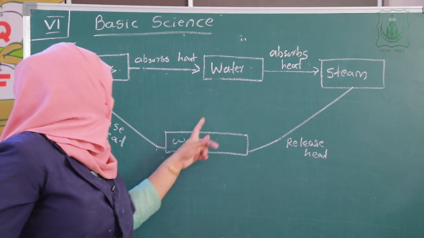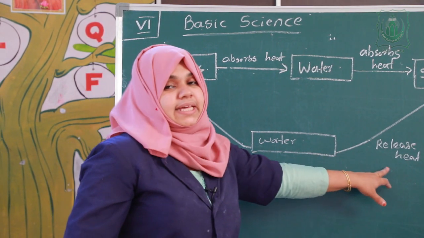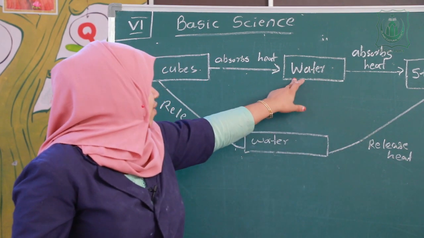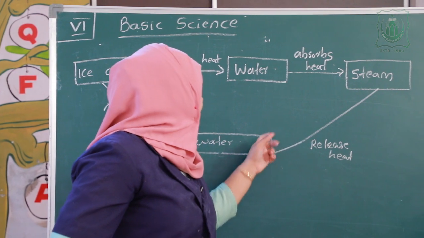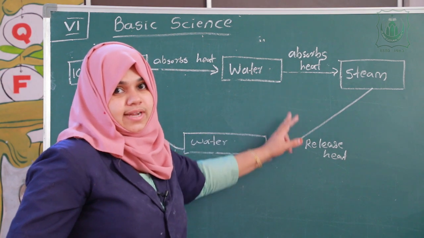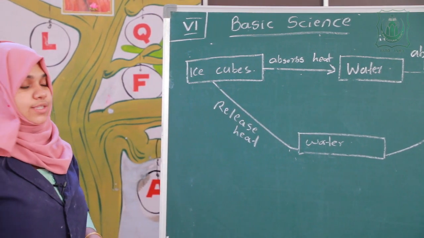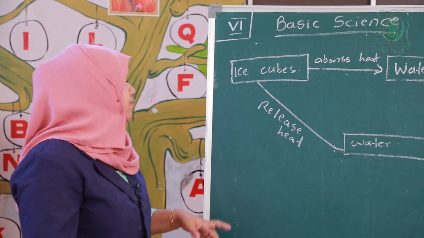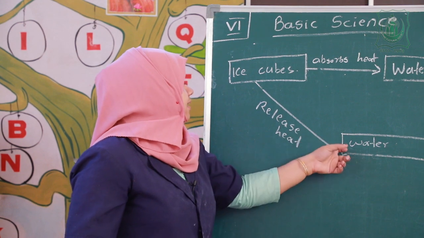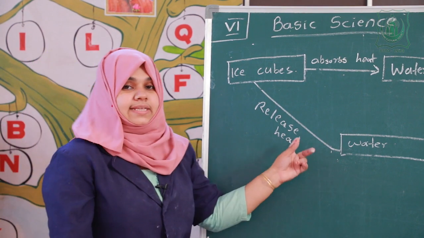The next, steam changes into water by releasing heat. Opposite of absorbing heat, here we have releasing heat. Here water changes to steam, and the opposite, steam changes into water. Here it absorbs heat, its opposite releases heat. You just understand like that. Then water changes into ice cube by releasing heat. In these two processes, steam changes into water and water changes into ice cube, releasing heat.